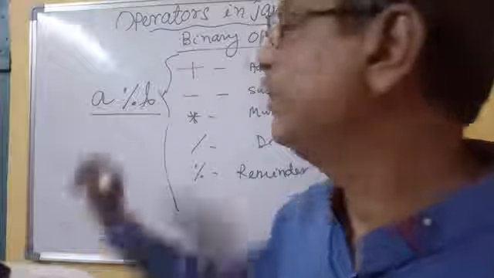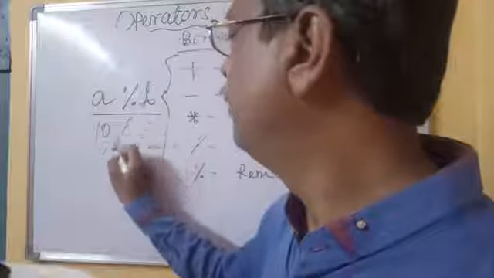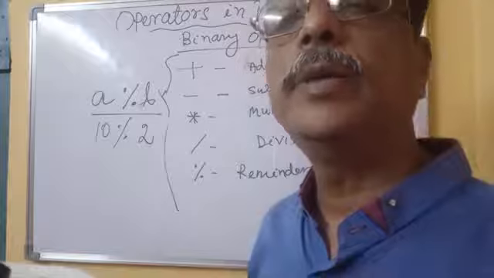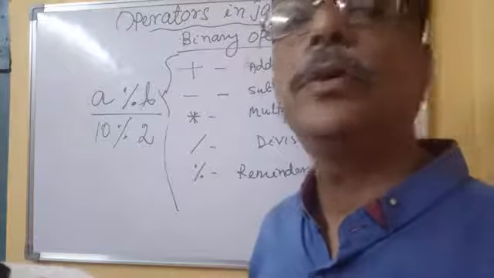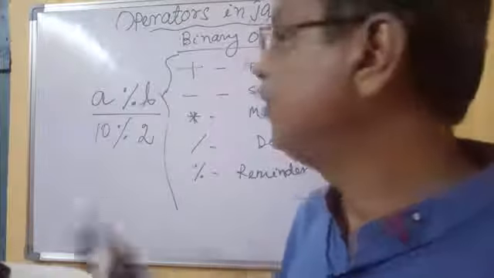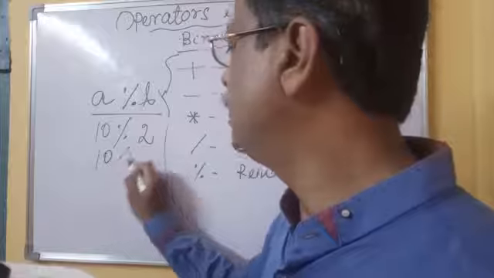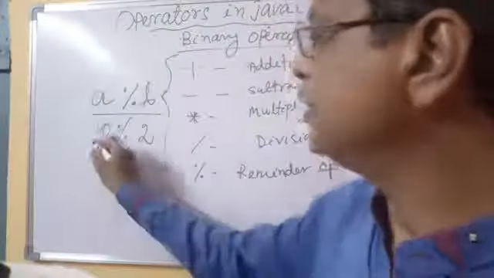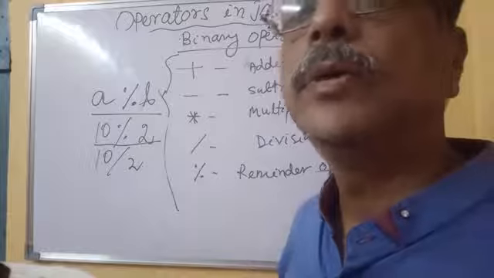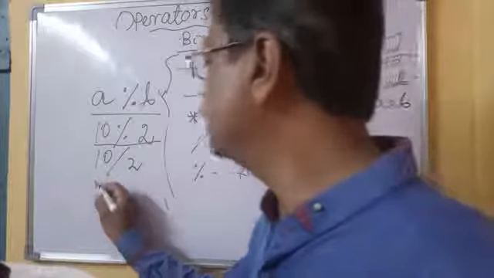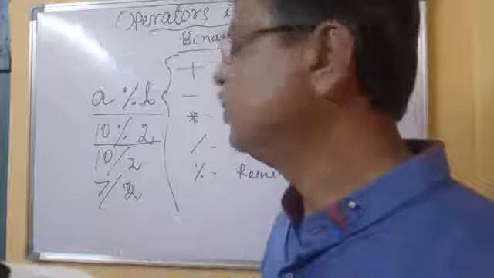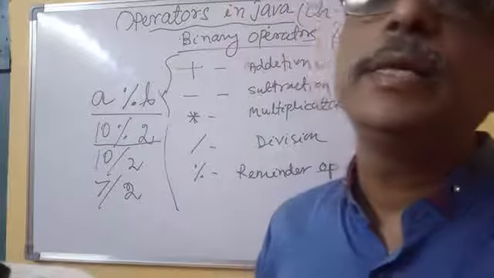Okay, so if you write 10 modulo 2, it is already divisible, the remainder is 0, so it will return 0. But if you use 10 divided by 2, then the answer will be 5. Okay, but with modulo the answer will be 0. So if you write 7 divided by 2, the answer here is 3.